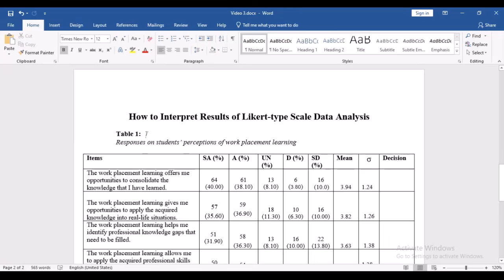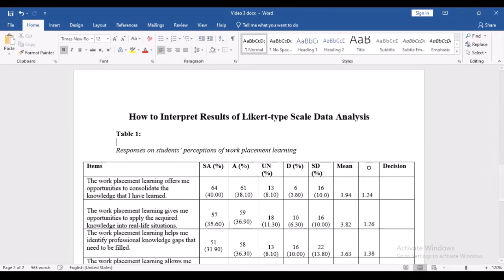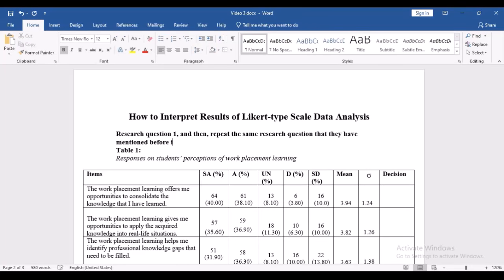A lot of people, when they come back here to interpret the result, will again write research question 1, and then repeat the same research question that they have mentioned before in their study.